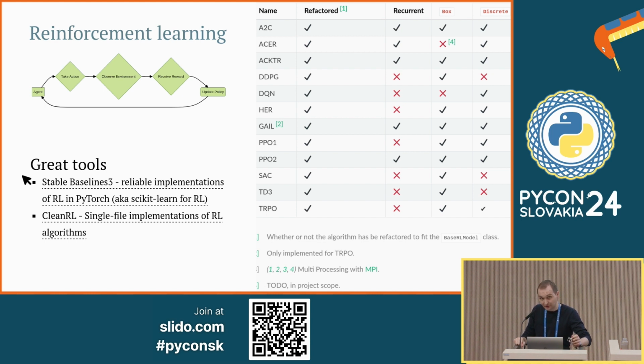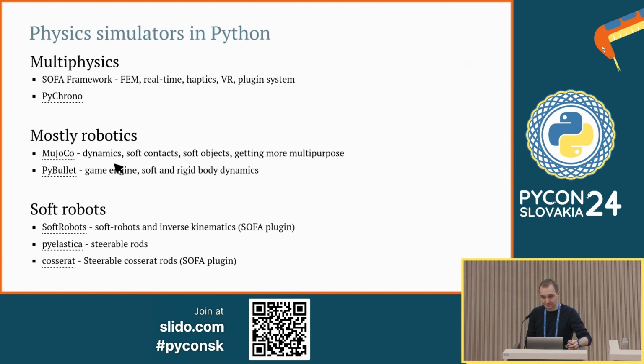The advantage of our ecosystem in Python is that we have great tools. We don't have to develop our own reinforcement learning algorithm. There are many. And it gets very simple now.